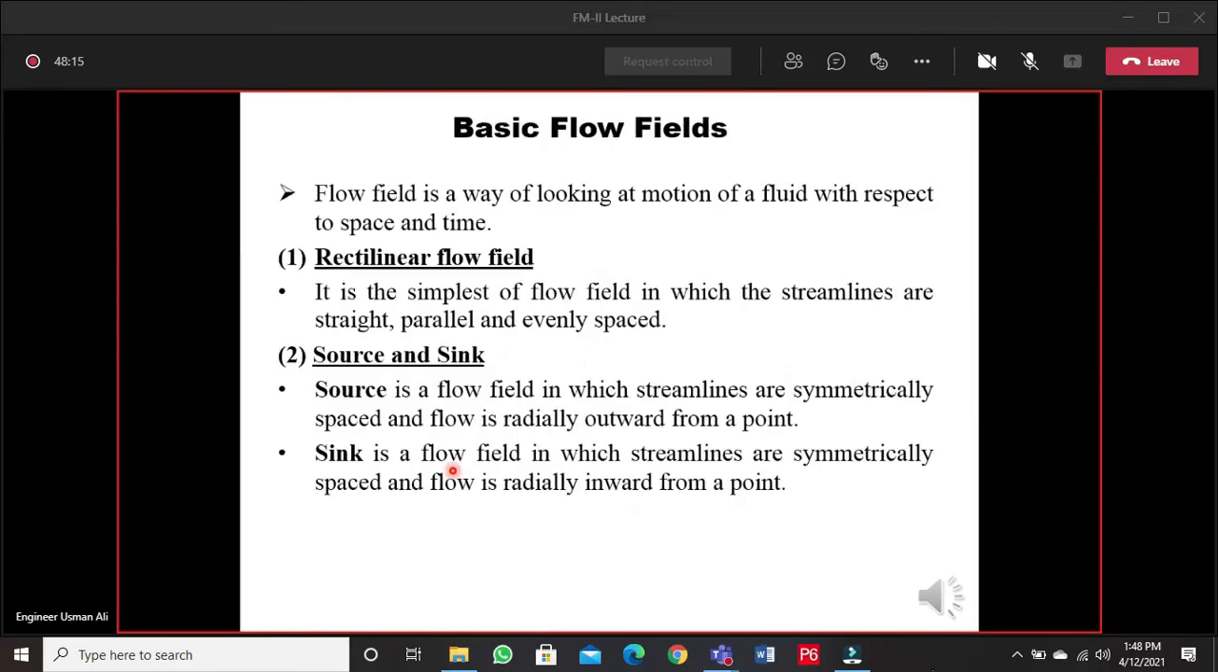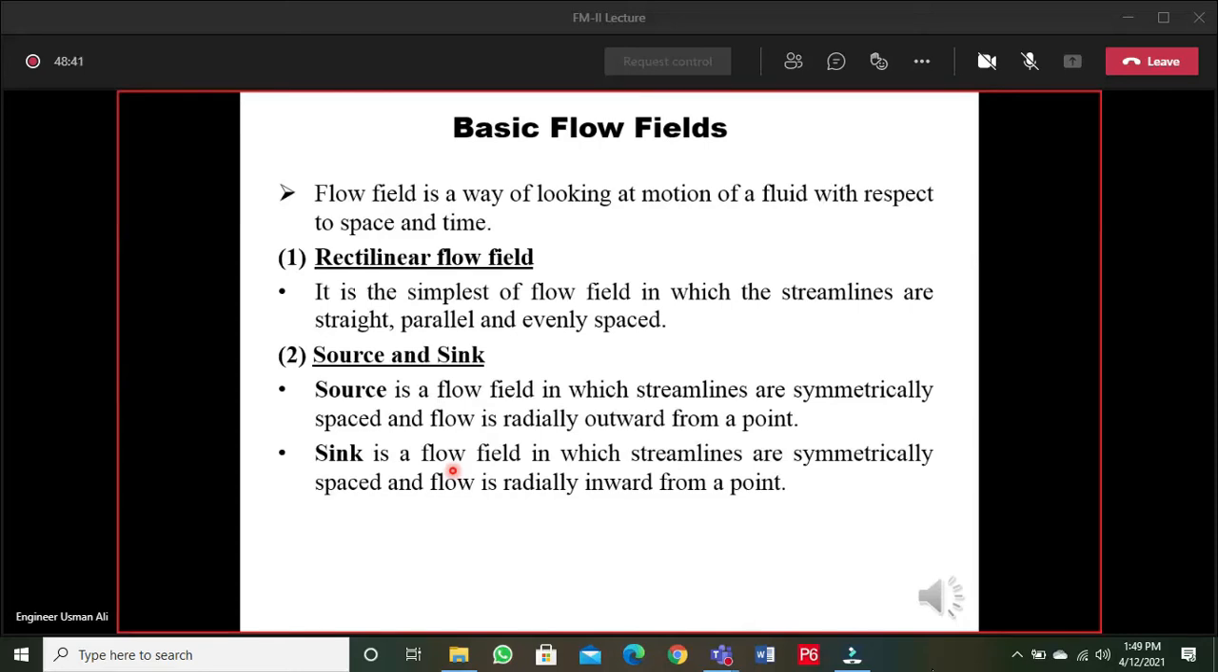At the end, in this topic, basic flow field. So flow field is a way of looking at motion of a fluid with respect to space and time. तो ये एक टूल है, एक तरीका है बताने का कि जो फ्लो है वो विद रिस्पेक्ट टू डिस्टेंस और विद रिस्पेक्ट टू टाइम कैसे वेरी कर रहा है, या फ्लो की जो वेलोसिटी है वो विद रिस्पेक्ट टू स्पेस एंड टाइम कैसे वेरी कर रही है.